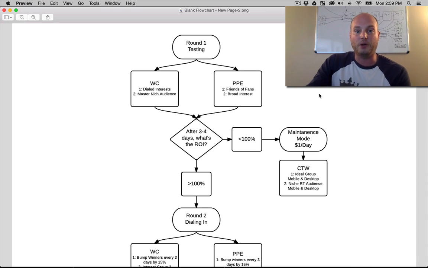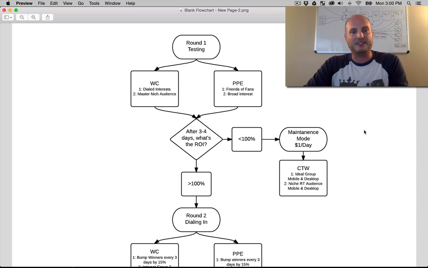What we want to do is let this go a good 3-4 days, maybe a whole week, to look at how Facebook does, look at the optimization that happens, see if it starts to produce a positive ROI. Now after this 3-4 days, we look at those stats, and if we are not making a positive ROI, then we throw that ad campaign, that product, over into what I call maintenance mode, and it's just kind of a drip campaign coming in.